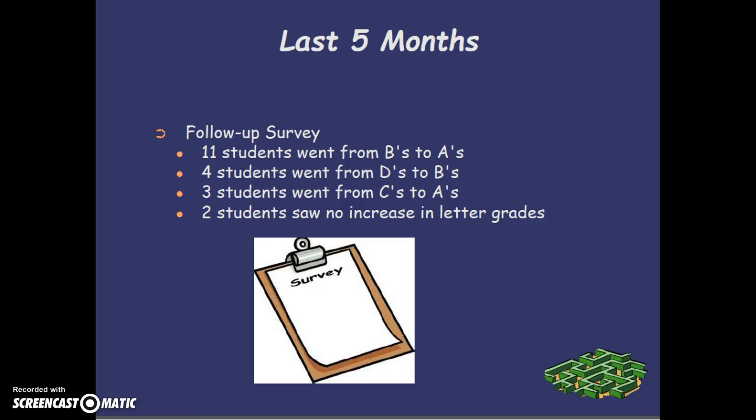Next, there will be the last 5 months of the research, which are the final months. This was the final results of the survey. 11 students went from a B to an A, 4 students went from a D to a B, and 3 students went from a C to an A. And 2 other students indicated that there was no improvement in their final grade from the use of the 3 technology programs to improve their mathematics scores.